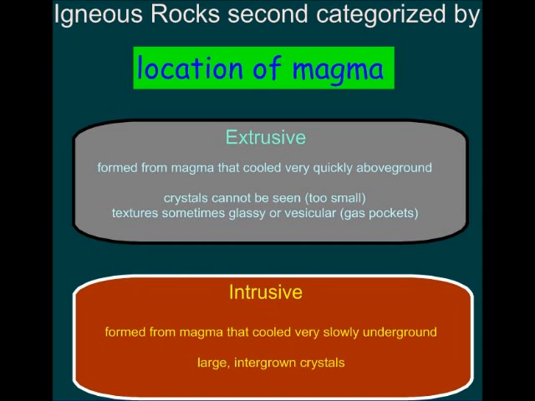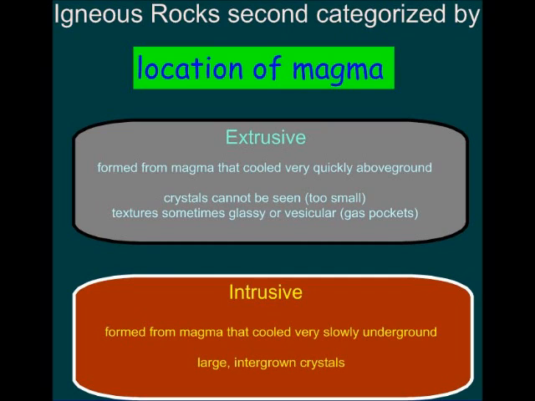Now, the second way that igneous rocks are categorized is where the magma was, the location of the magma. Extrusive igneous rocks formed from magma that cooled very quickly above ground. Crystals cannot typically be seen because they're too small, and textures sometimes look glassy or vesicular, which basically looks kind of like a sponge that has gas pockets. The other location is intrusive, and this is magma that cooled very slowly deep underground. It usually forms large intergrown crystals.